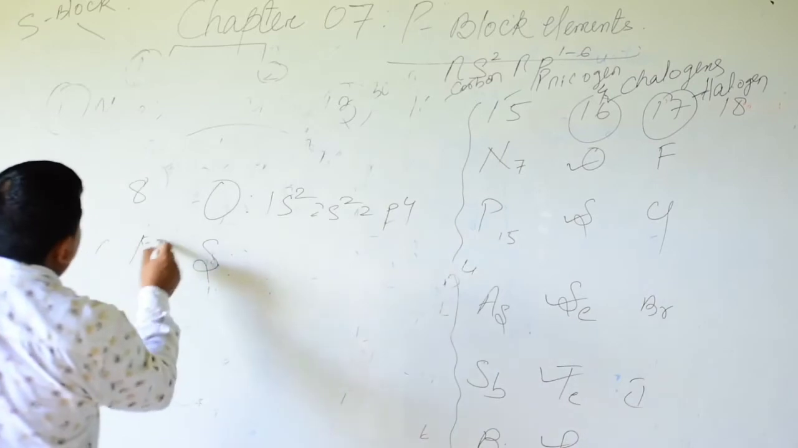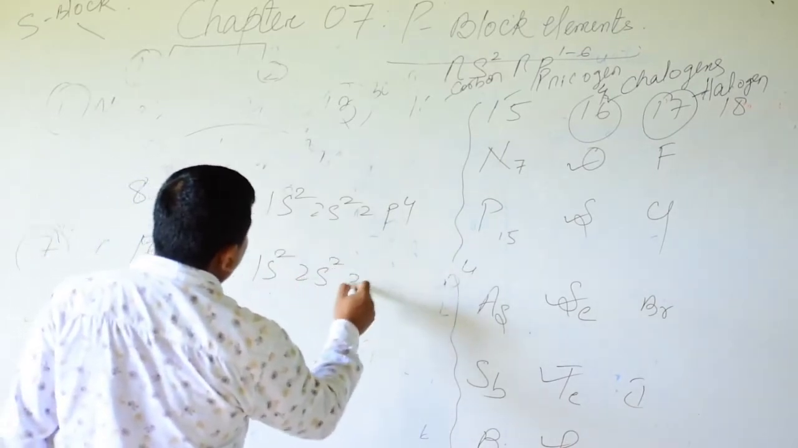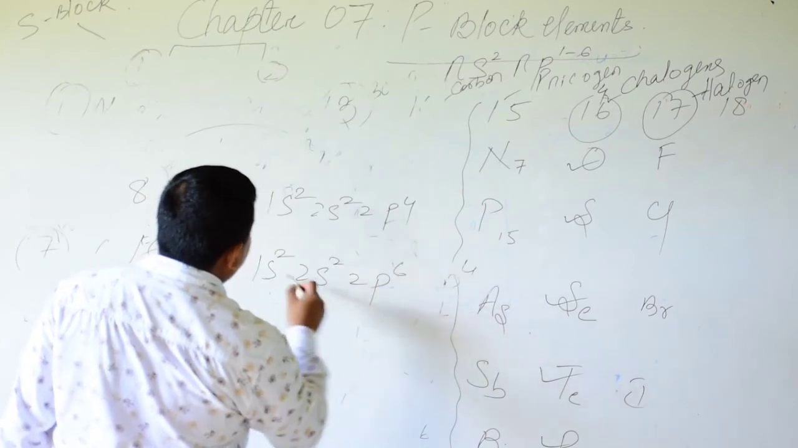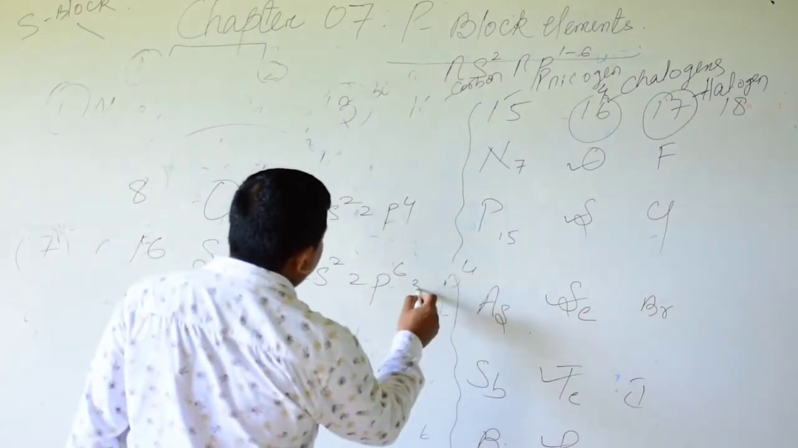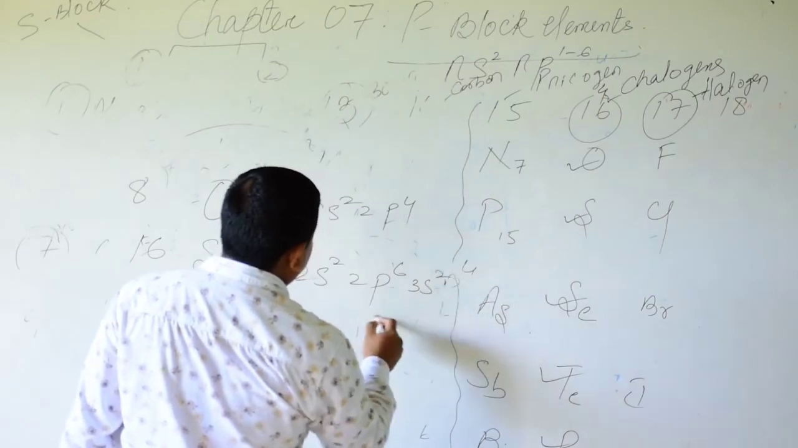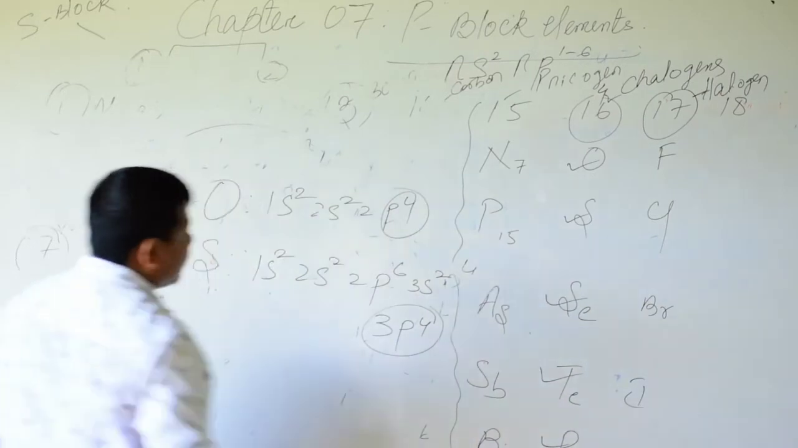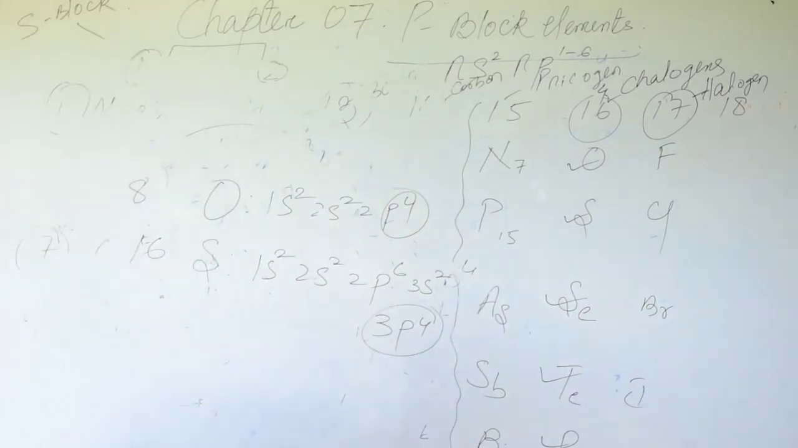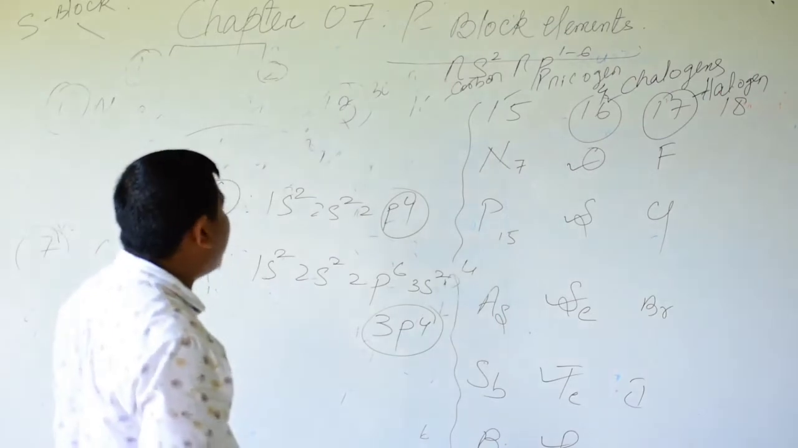Sulfur's atomic number is 16: 1s2, 2s2, 2p6, that is 2 plus 2 is 4, 4 plus 6 is 10, then 3s2, then 3p4. So here you can see the similarity, p4. It means the outermost shell of group 16 has 6 electrons.